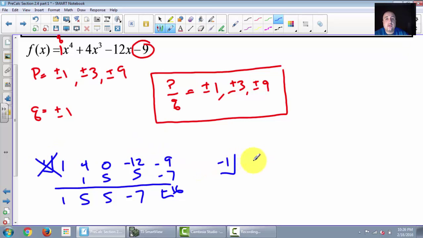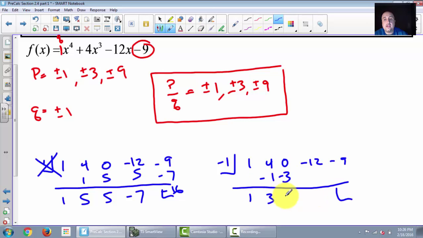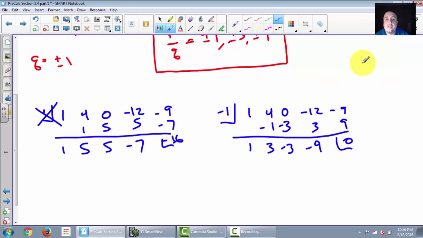Okay, so I'm going to go to the next one. Let's try negative 1. Same coefficients, 1, 4, 0, negative 12, negative 9. This is a little tedious, so don't get impatient. Bring down the 1, multiply, I get negative 1, add, I get 3, negative 3, add, I get negative 3, 3, negative 8, oops, sorry, negative 9. Let me start again here: negative 3, 3, negative 9, multiply, I get positive 9, add them together, I get 0. Okay, so negative 1 is one of my zeros. I'm going to keep that one. I'm going to circle it.